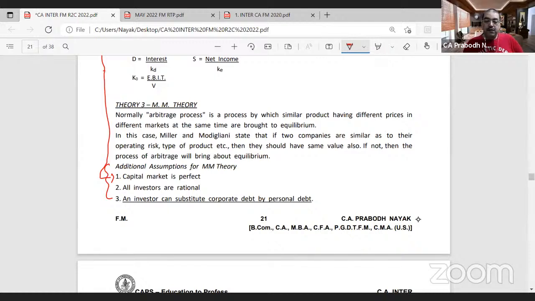Capital market is perfect. All investors are rational, meaning that they have full knowledge of the market. And the last one, the ninth one, is that investors can substitute corporate debt for personal debt. Now, let me tell you, students, that if you write 8 points out of the 9 points, and this last one is missing, you are going to lose a lot of marks. You say, sir, I have missed only 1 point. Why have they cut so many marks? Because that is a main part of your MM theory.